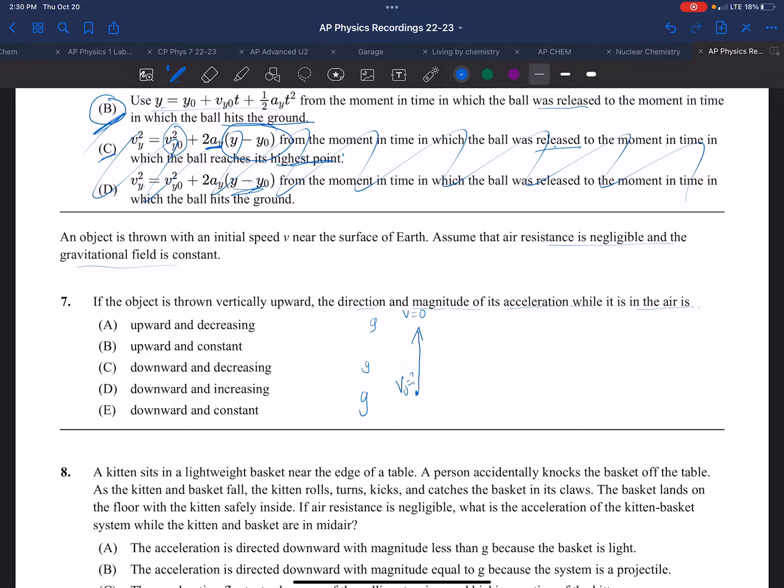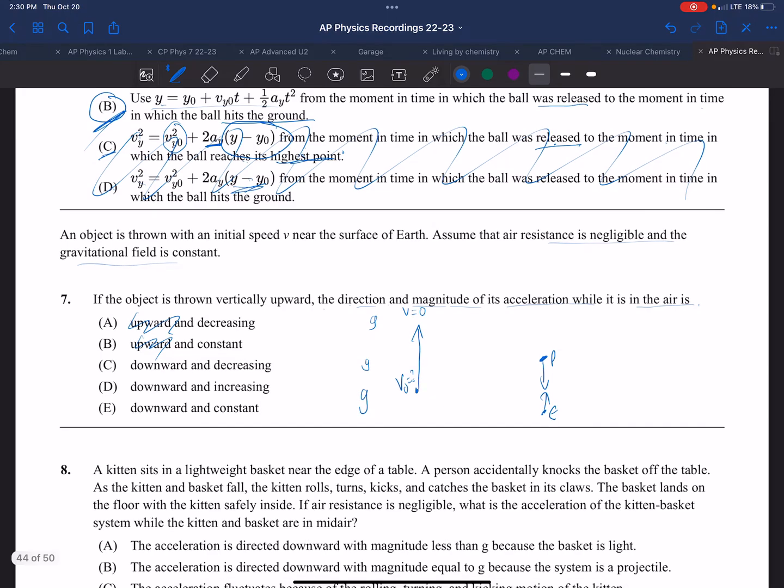The acceleration is never upward, because the acceleration is caused by gravity, and that's the Earth and the person attracting each other. So that acceleration for the person is always going to be downward, so it can't possibly be upward. And it's not decreasing, it's always 10. It's not increasing, it's always 10. It's constant.